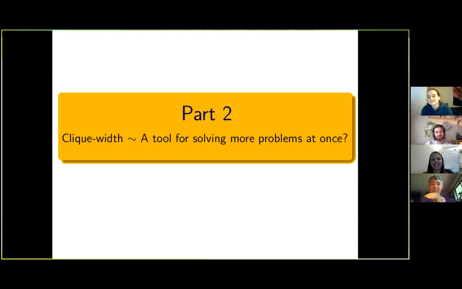Okay, so I will move to the second part of my talk, which is about a graph parameter called Clique-width. The motivation behind it is that we would like to solve more problems at once, not just consider them one by one. Graph parameters like Clique-width make such results possible. You will see in a while.